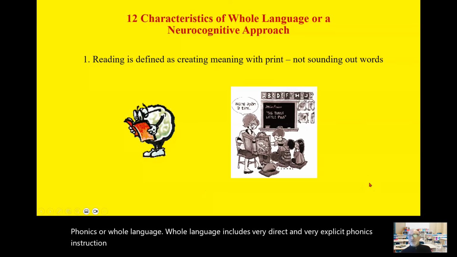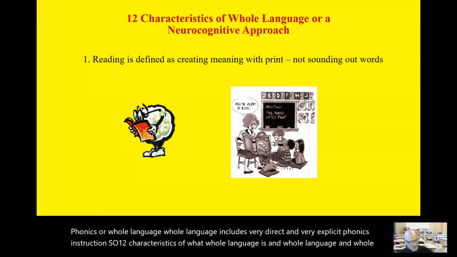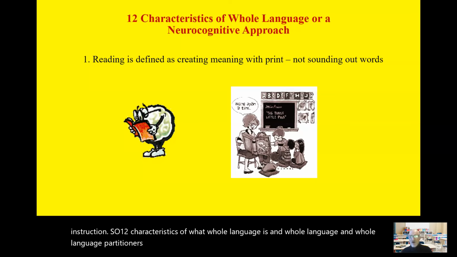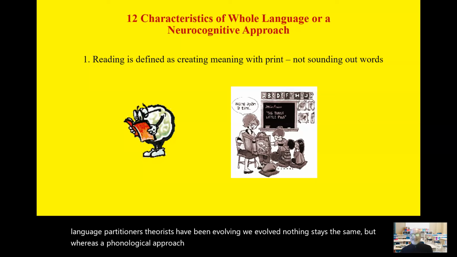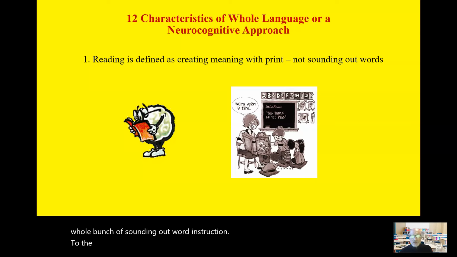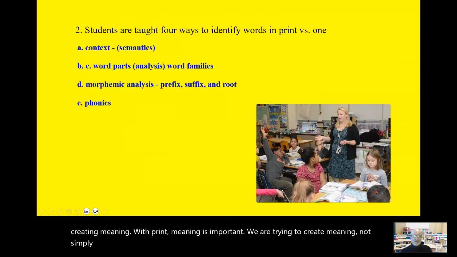So, 12 characteristics of what whole language is. And whole language practitioners and theorists have been evolving. We evolve, nothing stays the same. But whereas a phonological approach would define reading as sounding out words and have a whole bunch of sounding out word instruction to the detriment of anything else, whole language practitioners see reading as defined as creating meaning with print. Meaning is important. We are trying to create meaning, not simply sounding out words.